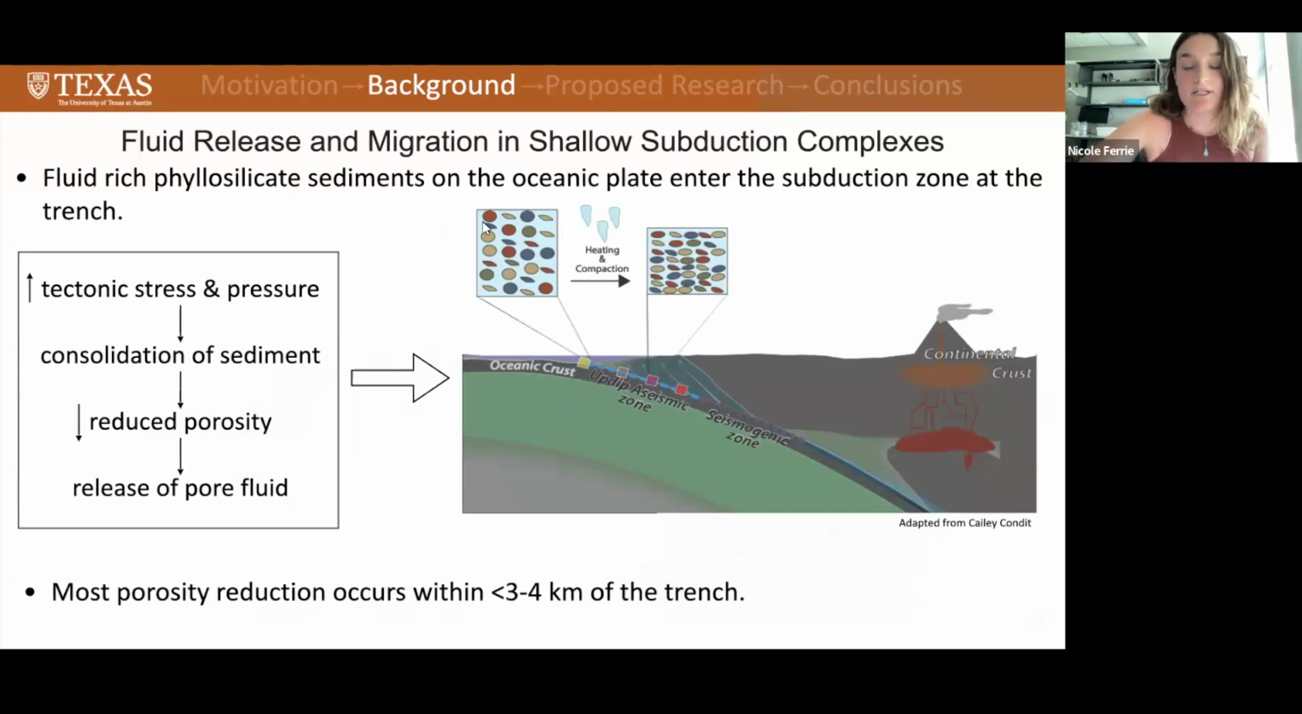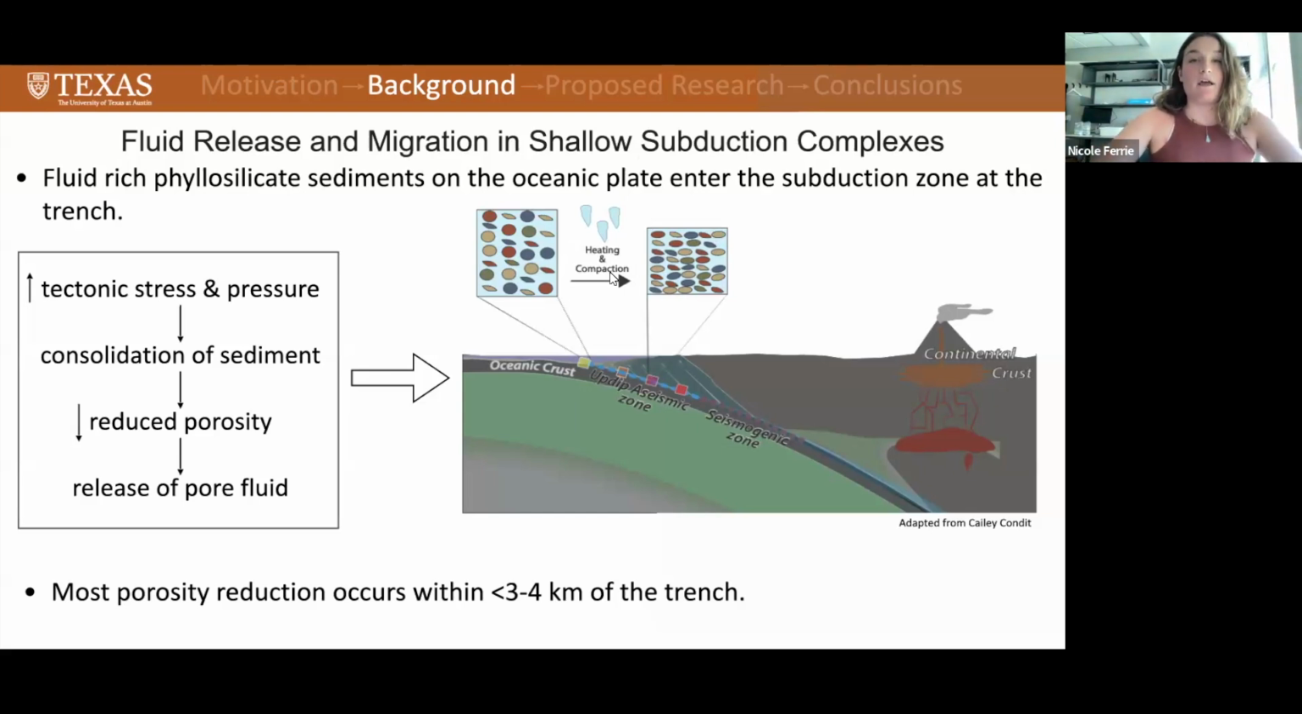And as this fluid-rich phyllosilicate sediment, which I have here as just this package with pore spaces with fluid and then other little sediment in it, enters the trench and is subducted down, it is subjected to increased tectonic stress and pressure. This causes consolidation of sediment and a reduction of porosity, which I have shown here. And the reduction of porosity leads to the release of pore fluid. Now, most porosity reduction occurs within 3 to 4 kilometers of the trench.